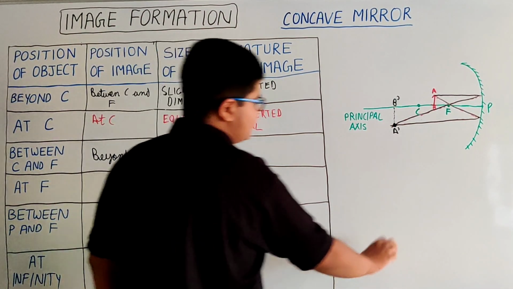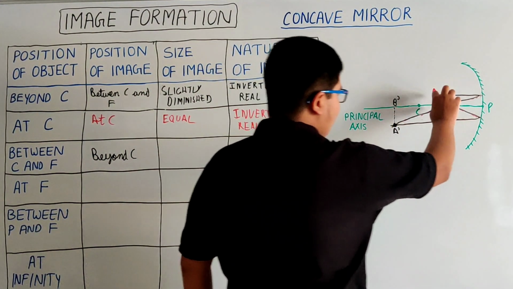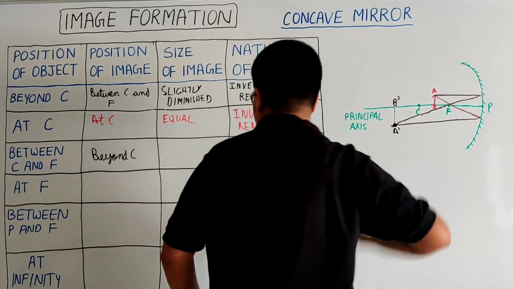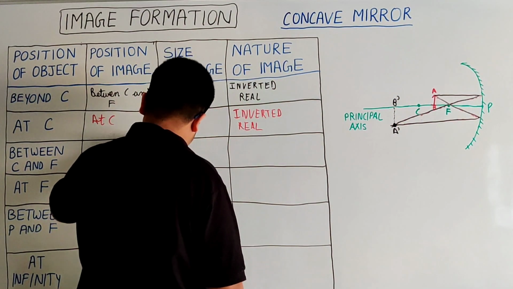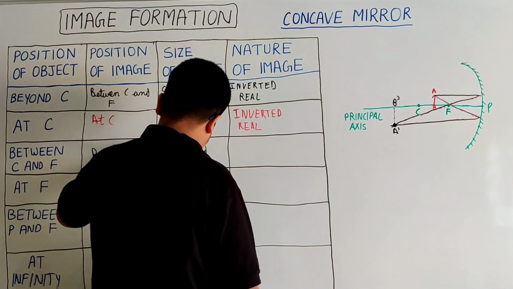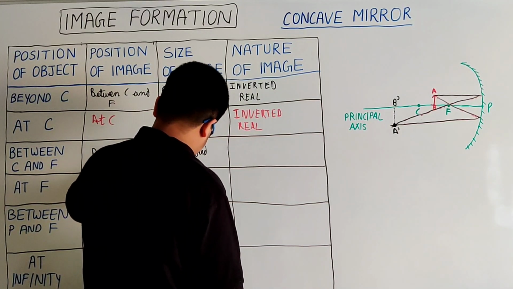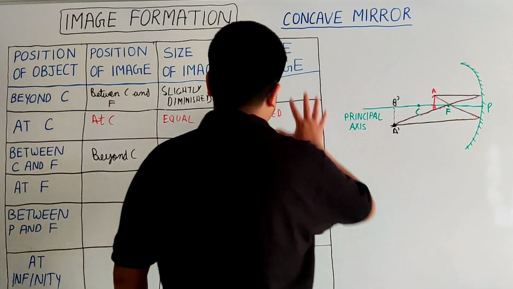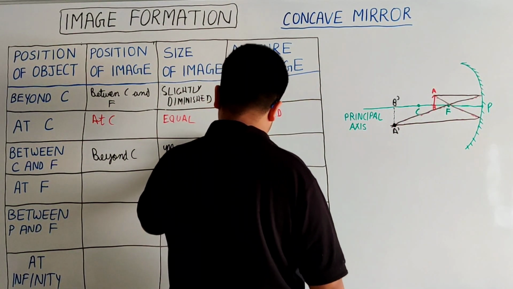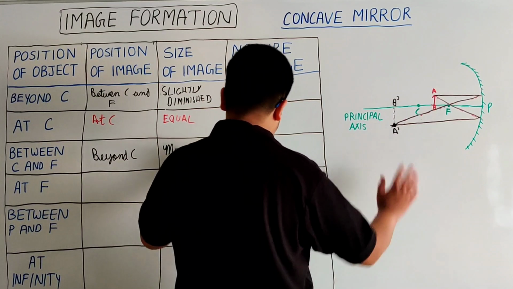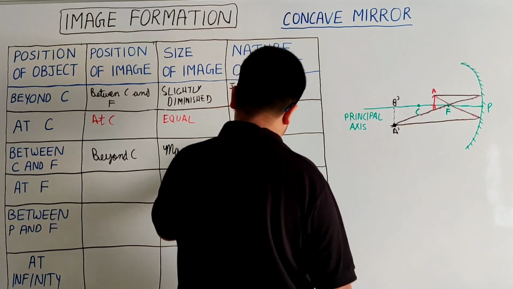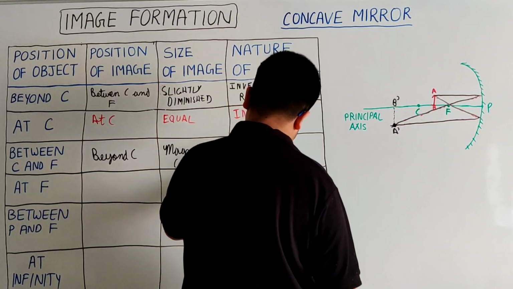And the size of the image, this time you can observe that the object is very small but the image is highly big. So the image is magnified, that is, larger in size. And nature of image, again the rays are actually meeting, so the image is real, and again the image is inverted as it is formed below the principal axis.